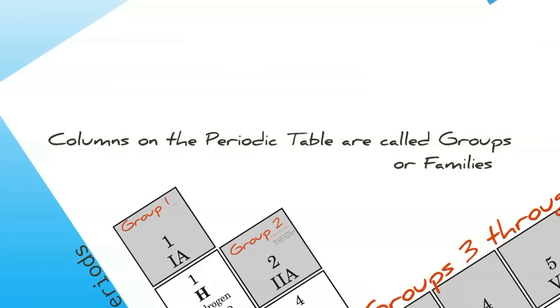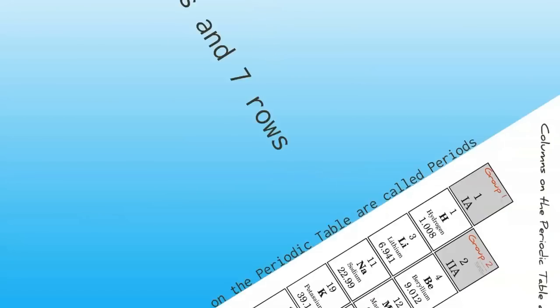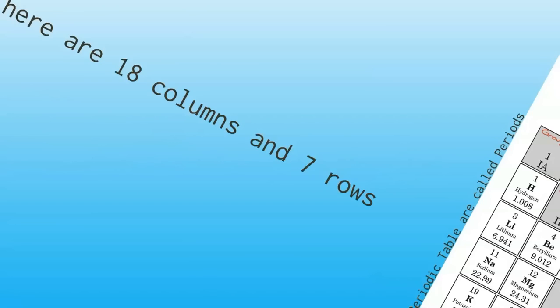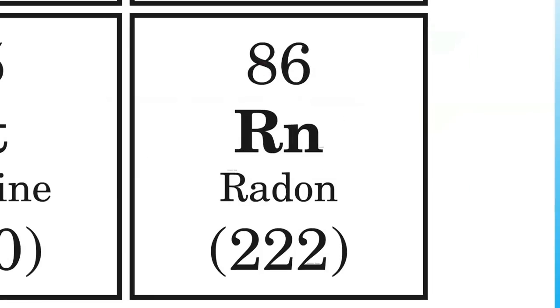Columns on the periodic table are called groups or families. Rows on the periodic table are called periods. There's a period at the end of the sentence, and you write the sentence horizontally. That's how you remember it. There are 18 columns, or groups or families, and 7 rows, and we're going to talk about each one. Before we do, we're going to review the element box.